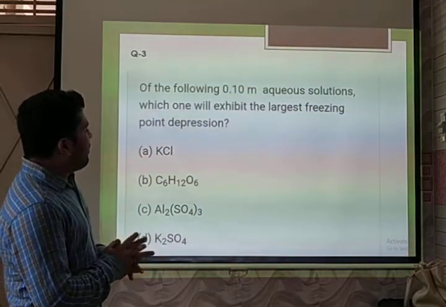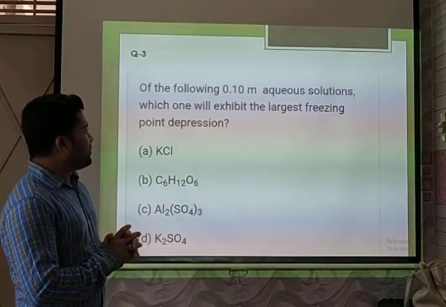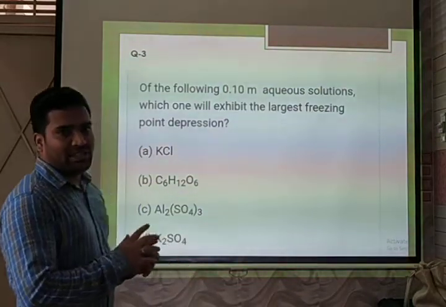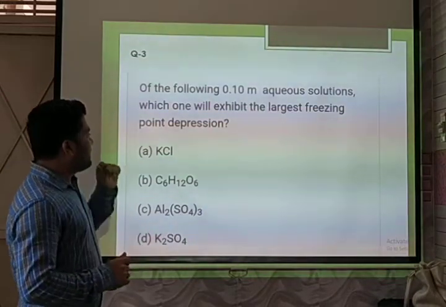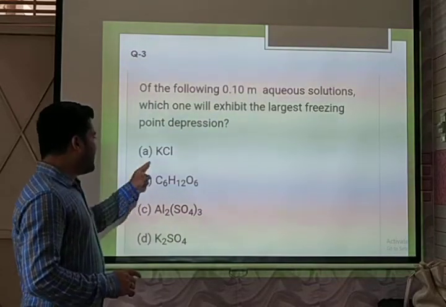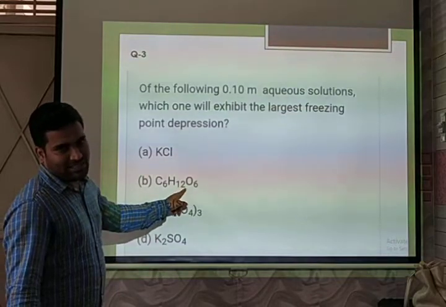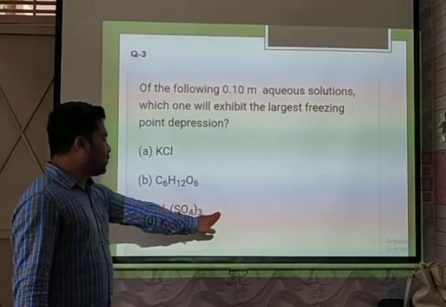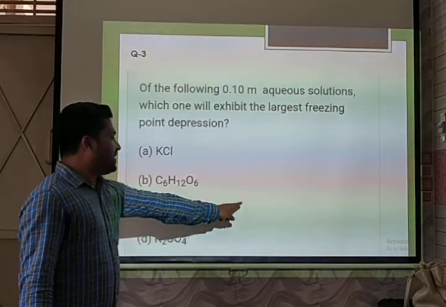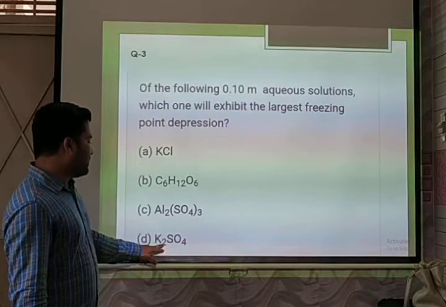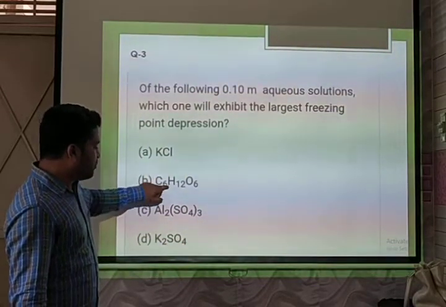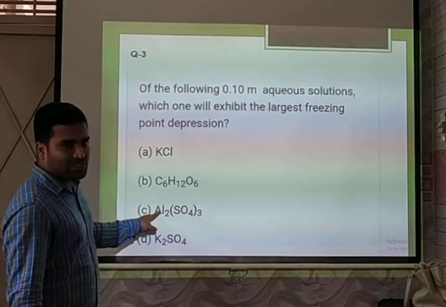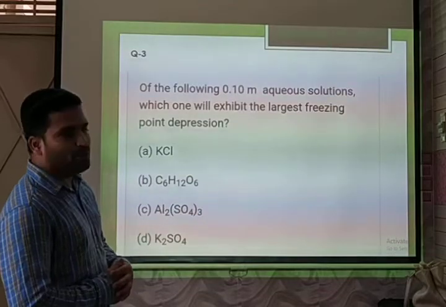Next, of the following 0.10 molar aqueous solutions, which one will exhibit the largest freezing point depression? Freezing point depression, delta Tf, is equal to i into Kf into m, so the Van 't Hoff factor is included. The Van 't Hoff factor for KCl is 2. Glucose doesn't dissociate or associate, so i is equal to 1. Al2(SO4)3 dissociates to give 2Al3+ and 3SO4 2-, totally 5. And K2SO4 gives 2K+ and 1 SO4 2-, so 3. That means the i factors are 2, 1, 5, and 3. The one with the highest i factor is option C, so option C will exhibit the largest freezing point depression.